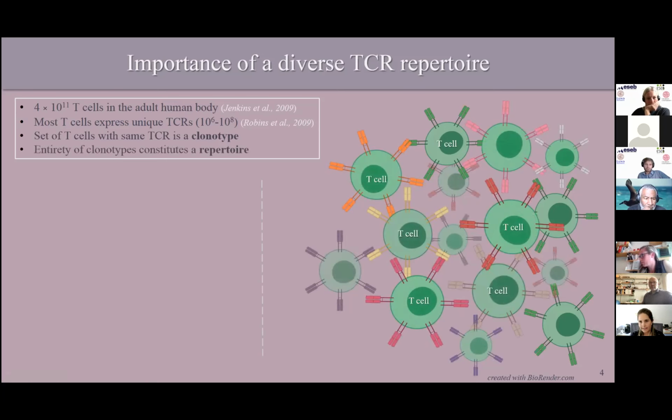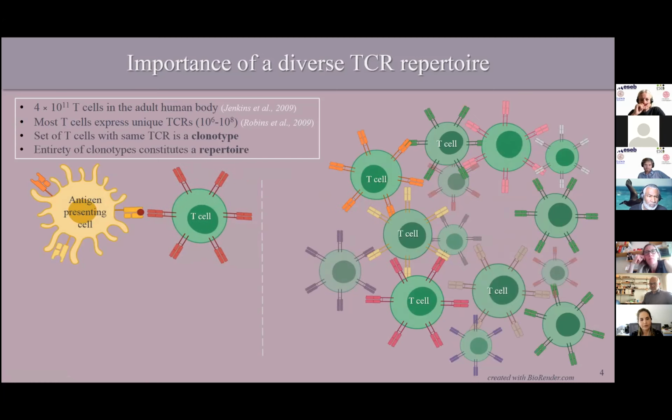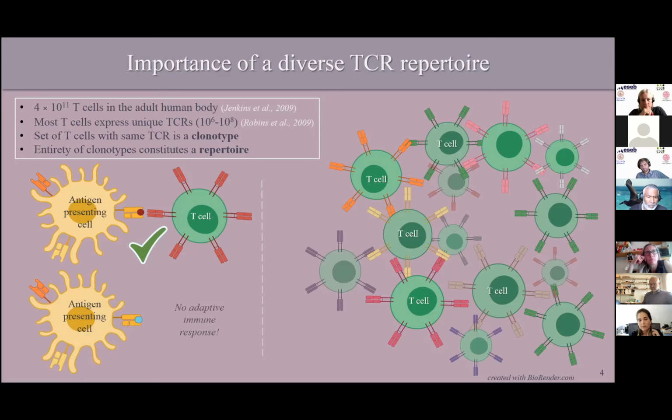Now, why is a diverse TCR repertoire so important? Well, as we saw previously, during antigen presentation, only when we have the right kind of T cell with the right kind of TCR will the adaptive immune response be activated. We can imagine a scenario where we have antigen presentation, however, we don't have the correct kind of T cell and therefore no adaptive immune response. And this, we know, could be detrimental to the host organism. And that is why it's important to look at the T cell receptor side of things.